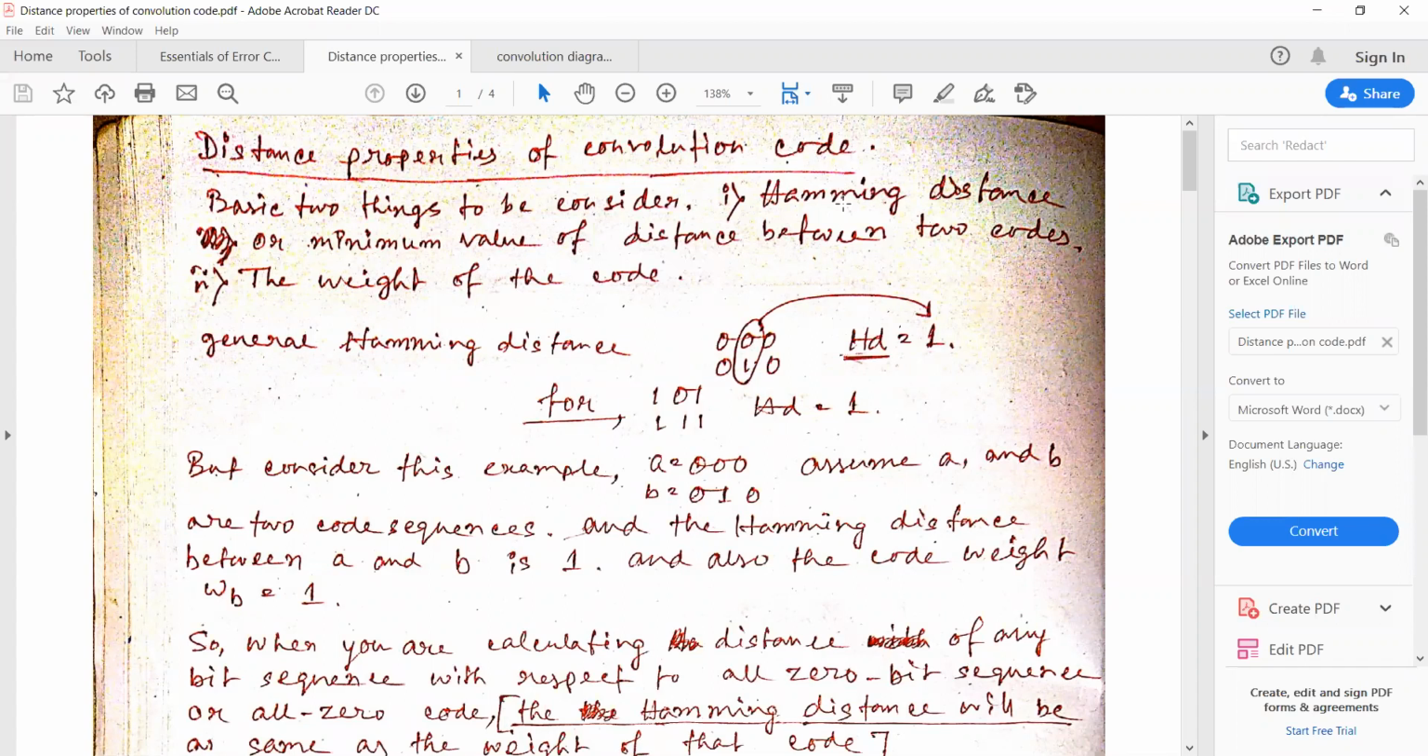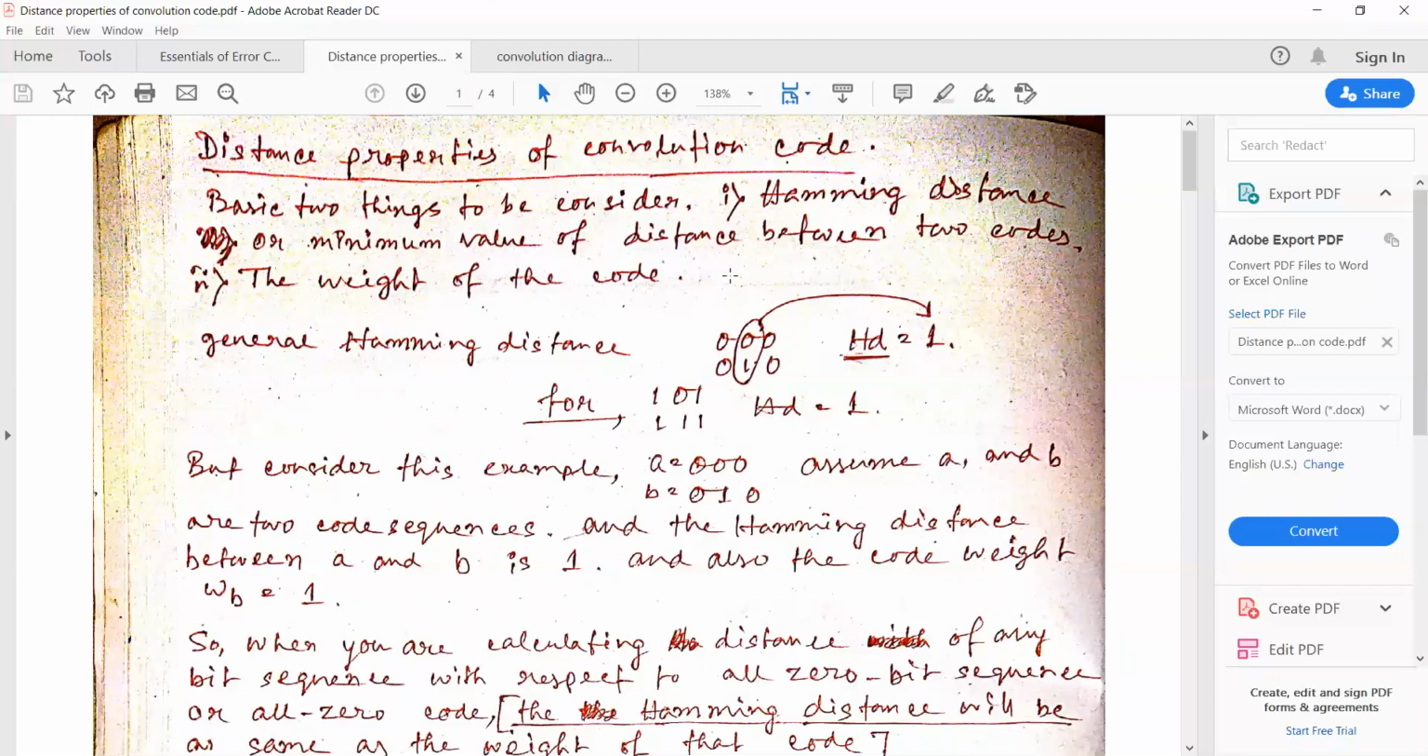First of all, the state diagram, so it's the modified state diagram, and again from the trellis diagram. So from two methods, from the modified state diagram and from the trellis diagram, we will calculate the minimum Hamming distance.